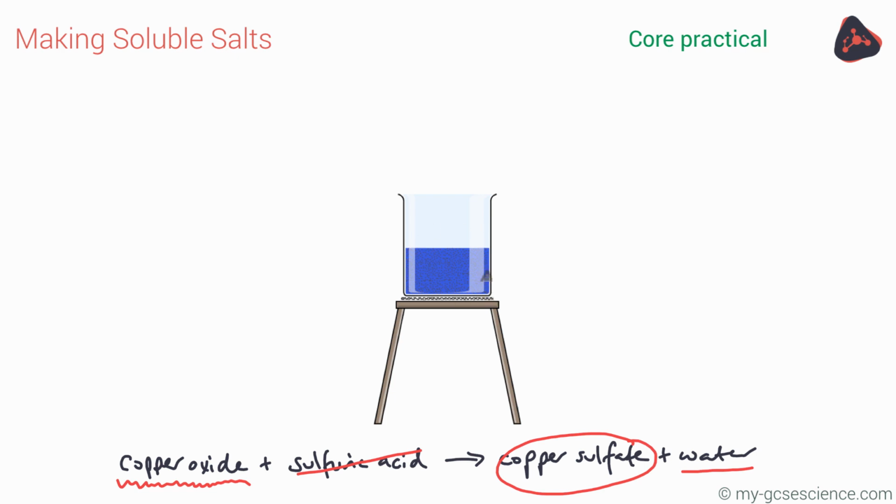So you can see in this beaker that we have some of the blue solution, which is the copper sulfate, and we have some of this black solid, which is the copper oxide that's been left behind. So we need to separate the copper sulfate solution from the copper oxide. And in order to do this, we need to use the filtration method.